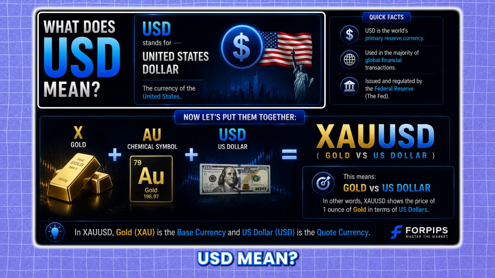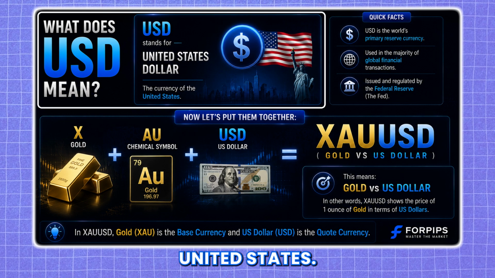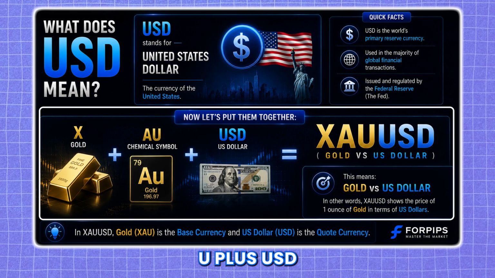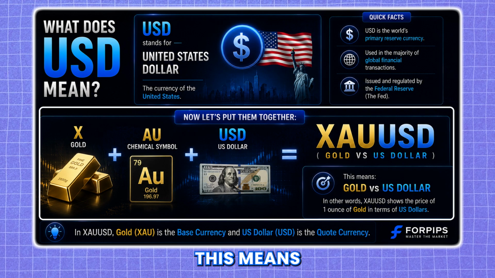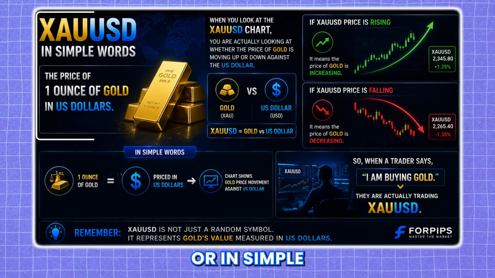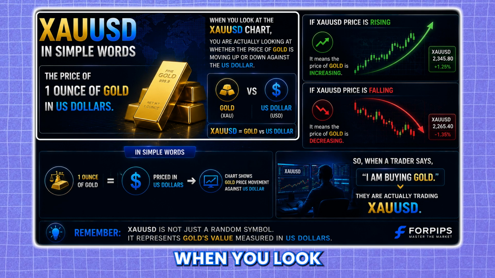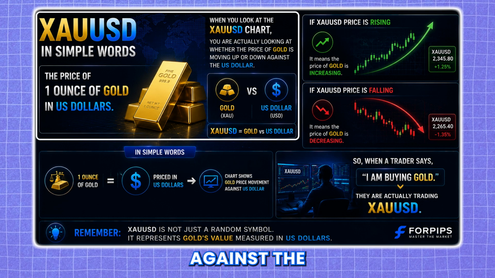What does USD mean? USD stands for United States dollar, the currency of the United States. Now let's put them together. X plus A, U plus USD equals XAUUSD. This means gold versus US dollar, or in simple words, the price of 1 ounce of gold in US dollars. When you look at the XAUUSD chart, you are actually looking at whether the price of gold is moving up or down against the US dollar.